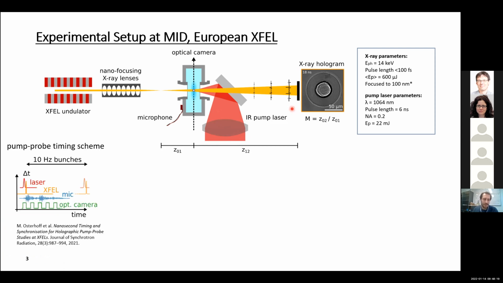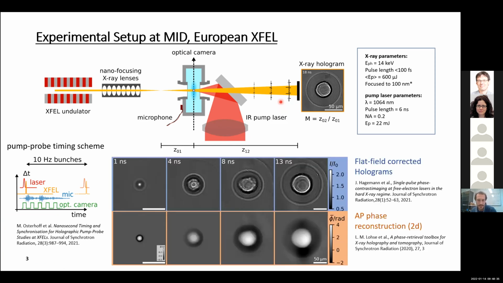The whole experiment is conducted in a pump probe scheme. So we record the dynamics by varying the time delay between optical pump and X-ray pulse, and we seed a new cavitation bubble for each arriving X-ray pulse here. You see here again a time series of X-ray holograms of these cavitation bubbles. In the top row, this is still the flat field corrected hologram, while on the bottom row, this is already a two-dimensional phase reconstruction. So for holography, you always need a second step, which is the phase retrieval, and this is numerically solved here.